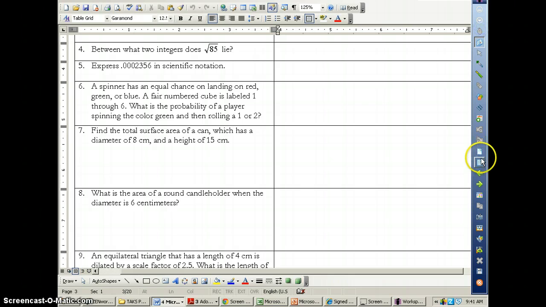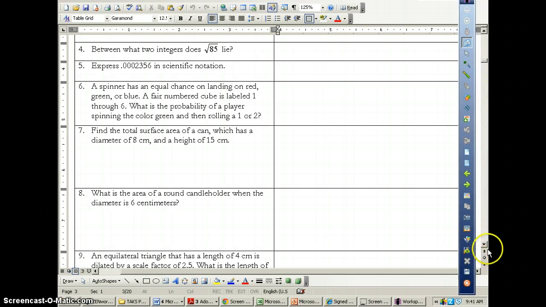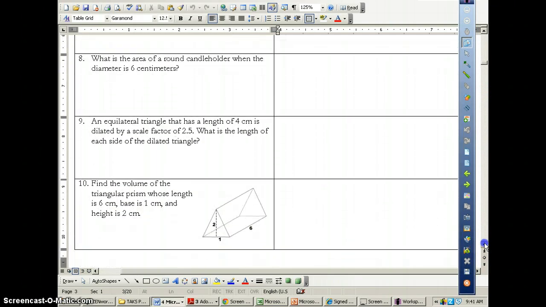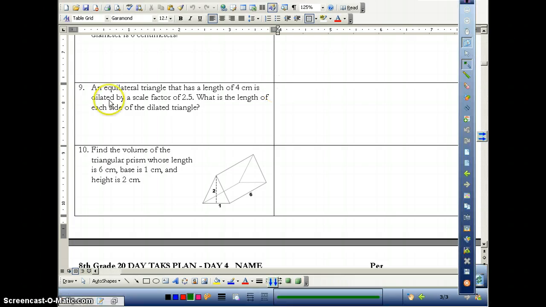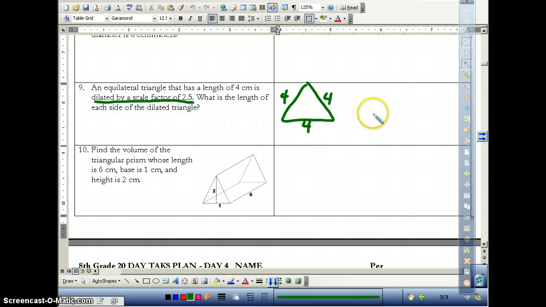Number 9. Scroll down a little bit more. An equilateral triangle has a length of 4 centimeters, is dilated by a scale factor of 2.5. Okay, equilateral means all the lengths are the same, so that's 4 centimeters, 4 centimeters, and 4 centimeters. It's dilated by a scale factor of 2.5. What's the length of each side of the dilated triangle?